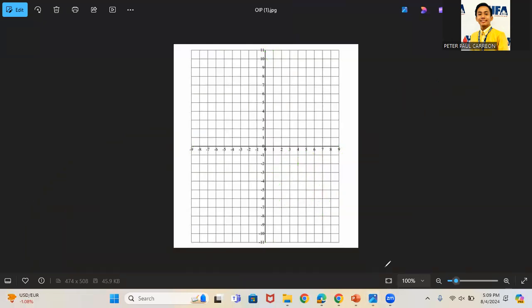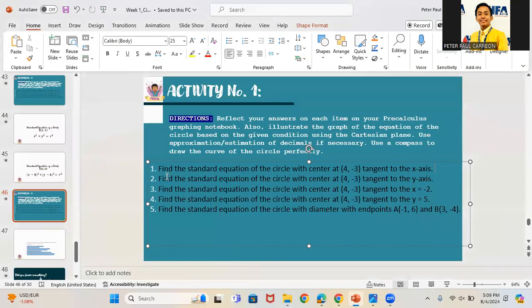Let's move to the second problem. Okay, so let's move again to the PowerPoint presentation. Let's have problem number 2. Find the standard equation of the circle with center at (4, -3), tangent to the y-axis.